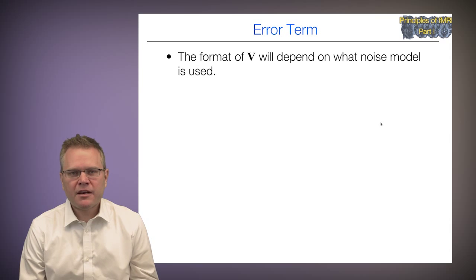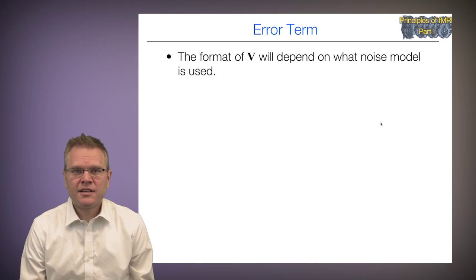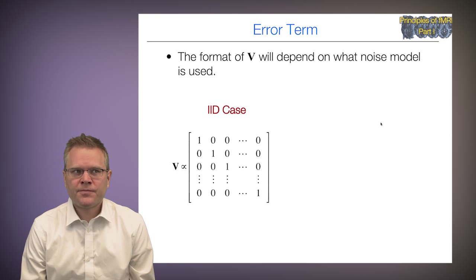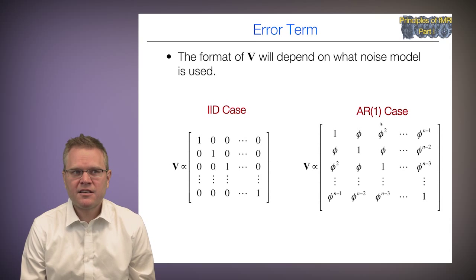Again, the format of V, which is important in the estimation of the GLM model, will depend on the noise model that we use. In the IID case, V is just equal to identity and everything is nice and simple. However, in the AR1 case, we have to incorporate the autocorrelation depending on how close time points are to each other. So here V will look like the following. It will look a little more complicated, and it will also be more complicated to estimate because now we also have to estimate phi, which is this autocorrelation component.